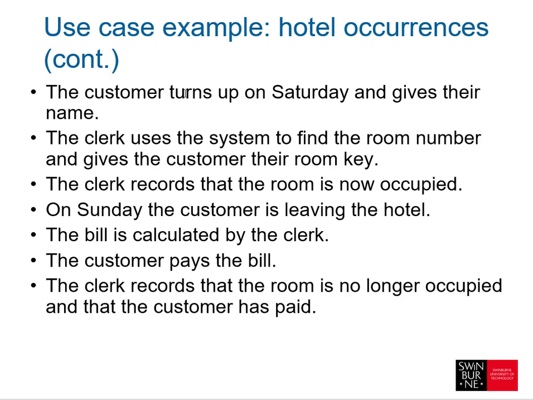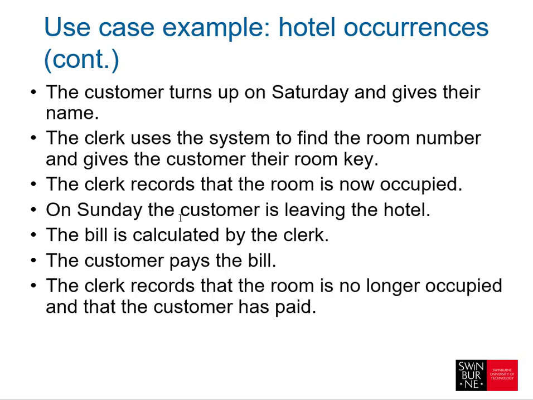Then the customer turns up on Saturday and gives their name. Then the clerk uses the system to find the room number and gives the customer the room key. Then the clerk records that the room is now occupied. So when you read the next line, on Sunday the customer is leaving. Now this is the leaving. So that means the first 3 occurrences actually relate to another event. So this is like a check-in event, right?